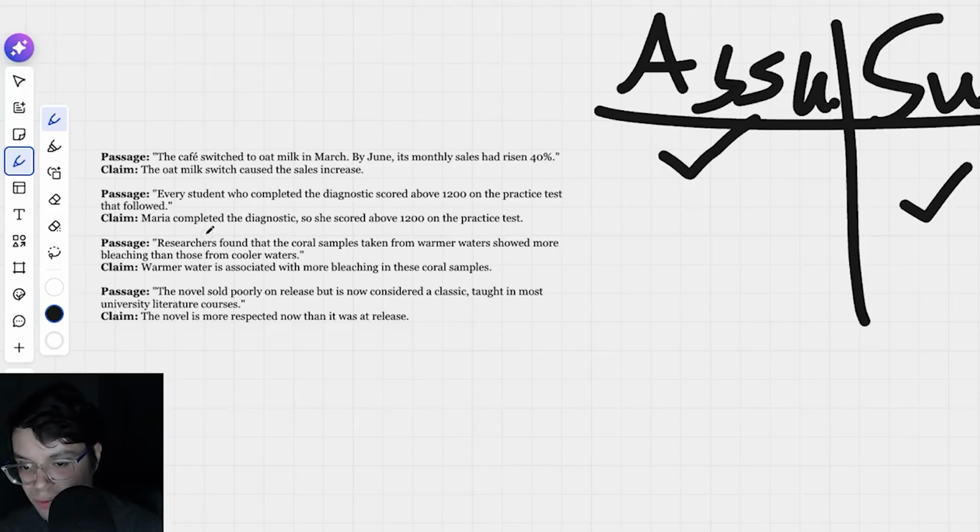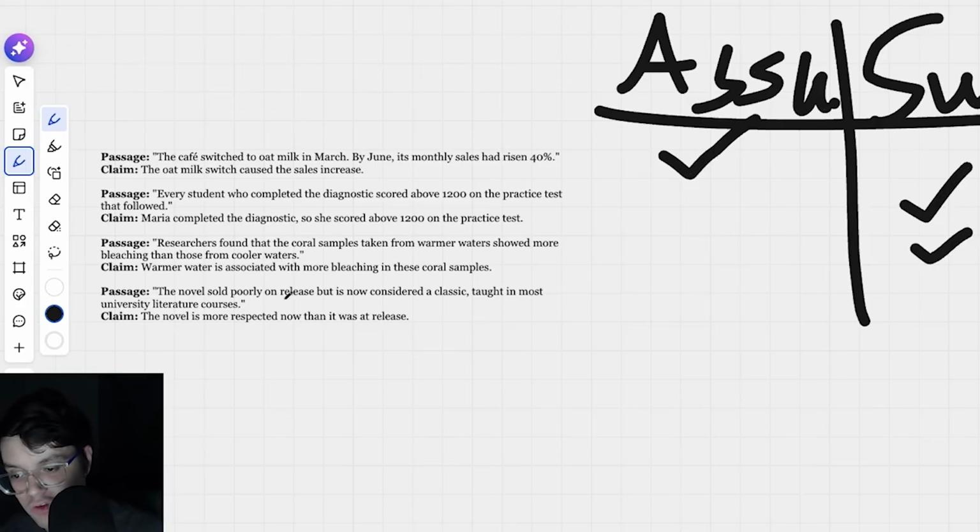Researchers found that the coral samples taken from the warmer waters showed more bleaching than those from cooler waters. Claim: warmer waters associated with more bleaching in these coral samples. Would that be assumption or would it actually be supported? In this example, it also would be supported because keep in mind here, it's saying that the warmer water is associated with more bleaching. It doesn't say that 100% of the time there's going to be more bleaching. It just says there's a correlation, there's a connection between the two. And so, if there's more bleaching, that would be supporting the idea that there is some kind of connection. It's not absolute in this.